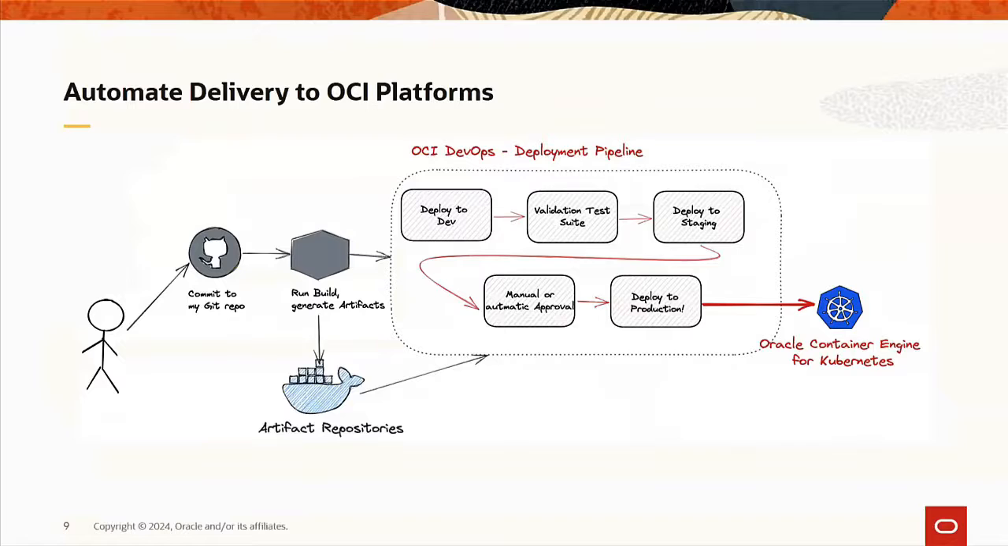So you can deploy to DevOps, you can validate a test, and you can, of course, choose your own test in this process. You deploy to staging, you have a manual or automatic approval set in place, can have an AI adjusted to it as well, and you can deploy to production.